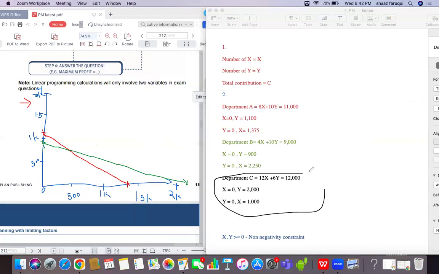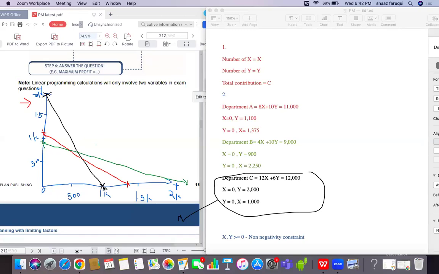So plot this black thing on the graph. Again, I need to plot it on this graph. So y is equal to 2,000. Where is y? 2,000 will be here. And x is 1,000, which is here. So join those 2 points. You will get the department line. It's not a very straight line, so I'll just try. This is department C line.